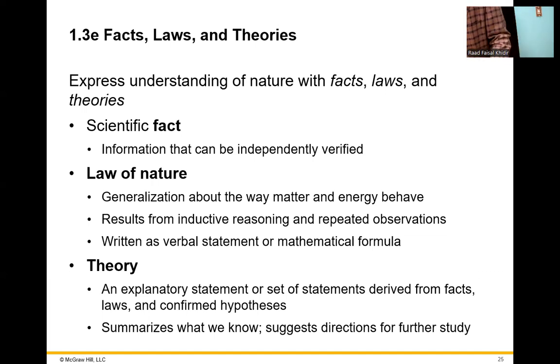The law describes one clear-cut thing. The law describes something, like the law of motion. It only describes motion. But a theory describes multiple things, like the theory of evolution and natural selection. So when it's multiple things, that's a theory.